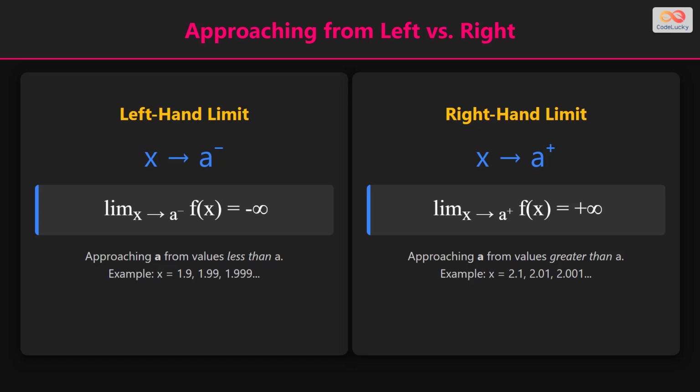Sometimes the direction matters. The left-hand limit considers x values slightly smaller than a, while the right-hand limit considers values slightly larger. In some functions, one side might go to positive infinity while the other goes to negative infinity, shooting downwards.